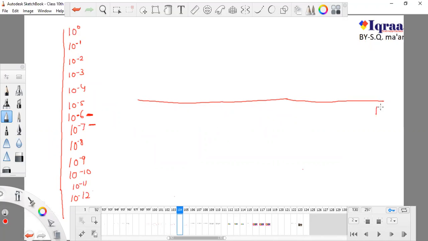10 to the power minus 14, 10 to the power minus 13, 10 to the power minus 12, 10 to the power minus 11, 10 to the power minus 10, 10 to the power minus 9, 10 to the power minus 8, 10 to the power minus 7, 10 to the power minus 6, 10 to the power minus 5, 10 to the power minus 4, 10 to the power minus 3, 10 to the power minus 2, 10 to the power minus 1, and 10 to the power 0. And it can go on after this.